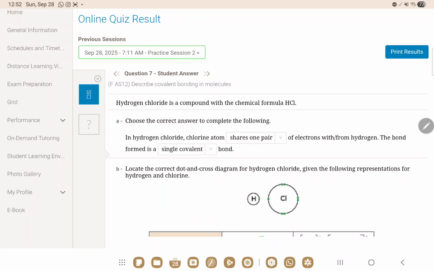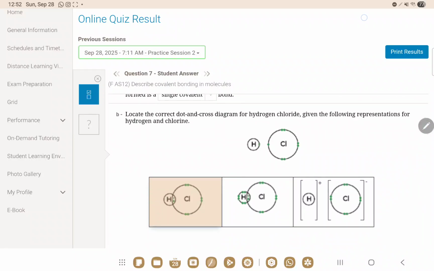In hydrogen chloride, the chlorine atom shares 1 pair of electrons with hydrogen to form a single covalent bond. We already know this, it's HCl, nothing new. Again, we took how to draw it last year. H can only give one and take one. It can't give more or take any, it doesn't have any lone pairs, and it's not ionic, so this is wrong.